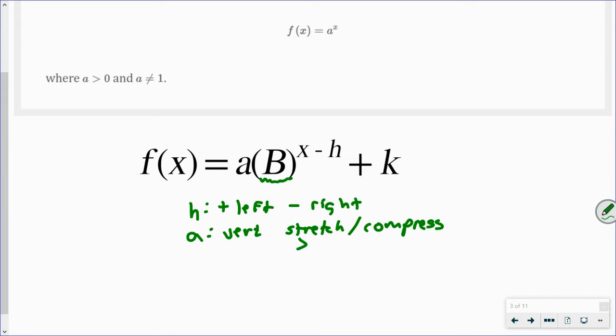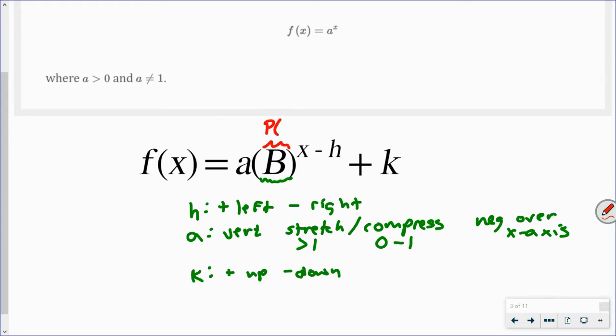A number bigger than 1 will stretch it, and a number between 0 and 1 will compress it, and a negative will flip it over the x-axis. For k, it goes up and down, so positive up, negative down. Okay, and that's all we're doing here with these. This b here, however, is your parent function.